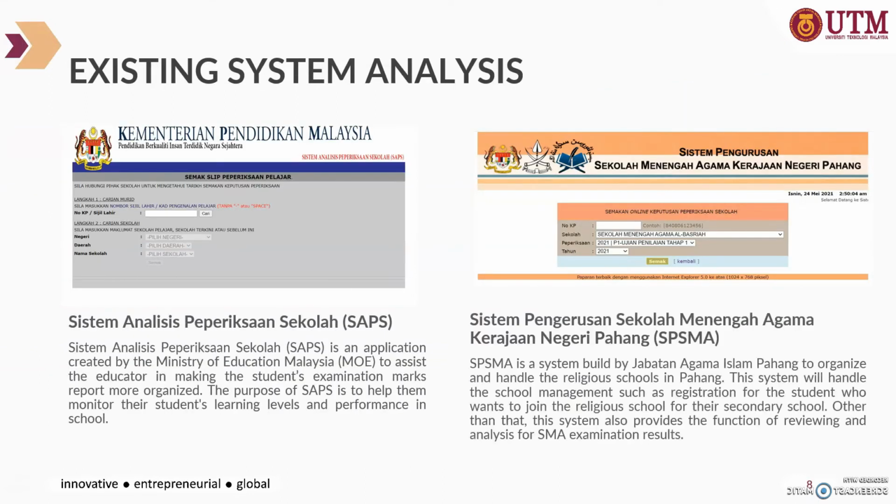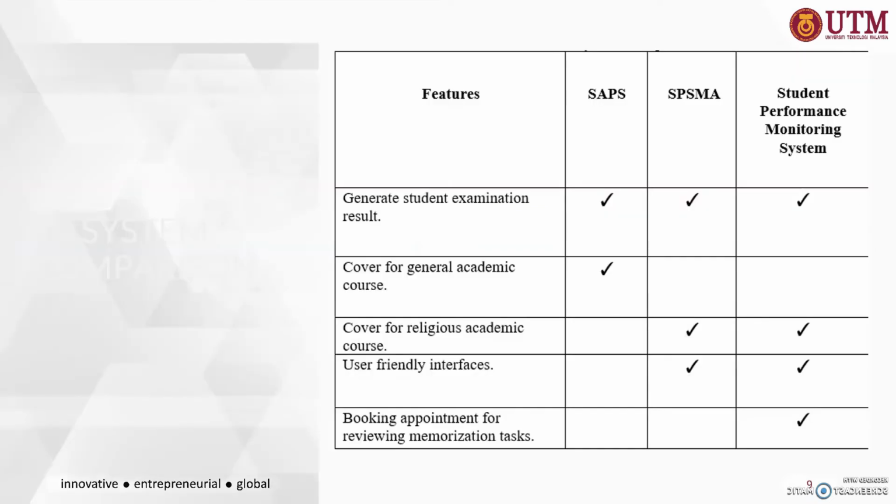For the existing system analysis, the first one is Sistem Analisis Peperiksaan Sekolah. It is created by the Ministry of Education, and this system helps teachers monitor their students' learning level and performance in school. The next system is Sistem Pengurusan Sekolah Menengah Agama Kerajaan Negeri Pahang or SPSMA, where the system will handle school management such as registration and others. The system also contains functions for reviewing and analysis of the SMA examination results.